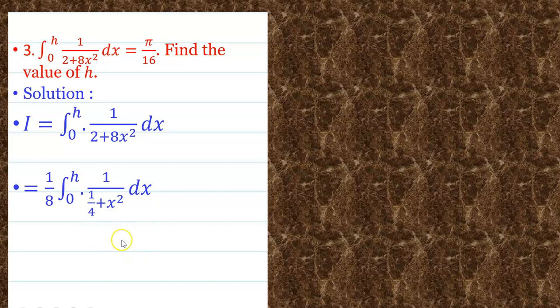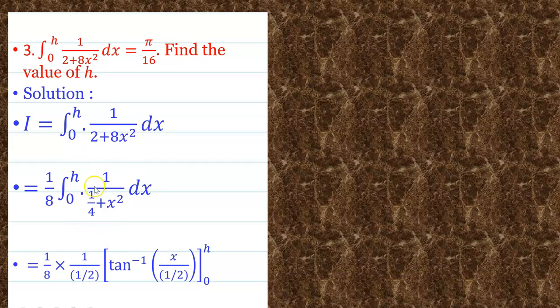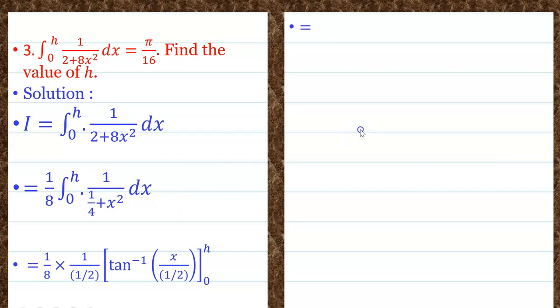1 upon 4 is the square of 1 upon 2, and the integral of this is tan inverse of x upon 1 upon 2, with a being 1 upon 2. Therefore 1 upon 2 tan inverse of x upon 1 upon 2, lower limit is 0, upper limit is h, times 1 upon 8. Simplifying, you will get 1 by 4 tan inverse of 2x, lower limit is 0, upper limit is h.